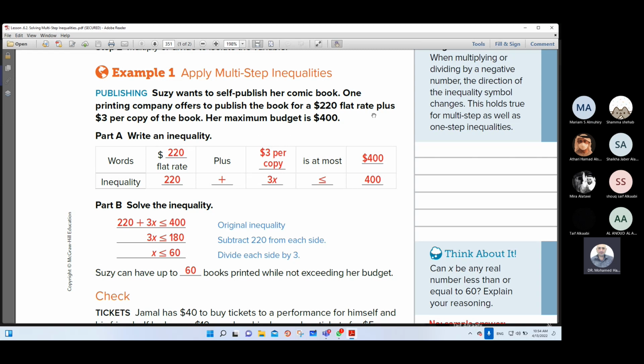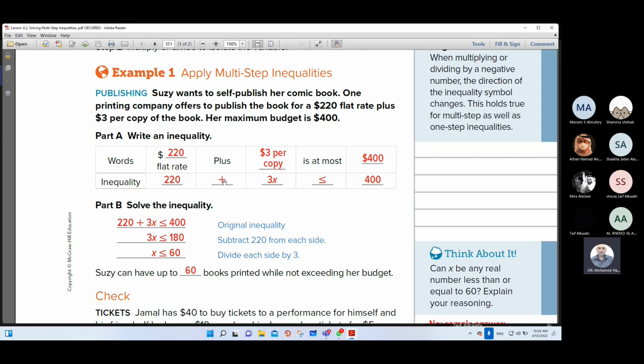220. Then as you see here we have a plus. So we can write here plus $3 per copy of the book. Here, maximum budget means at most. This is the meaning of the maximum. It will be $400. Now we can translate to write the inequality.